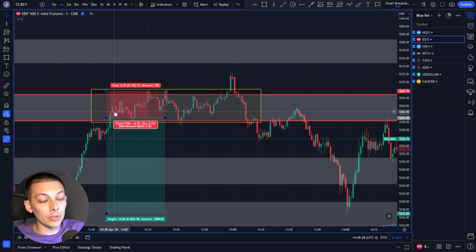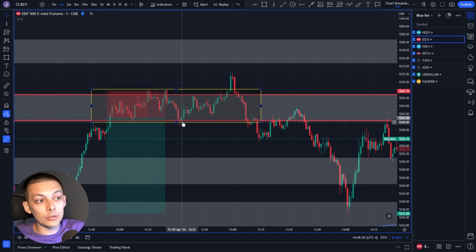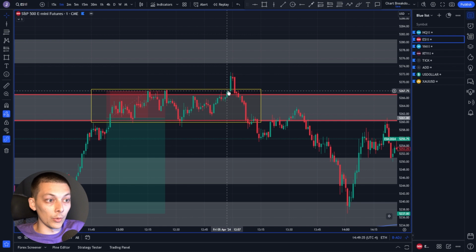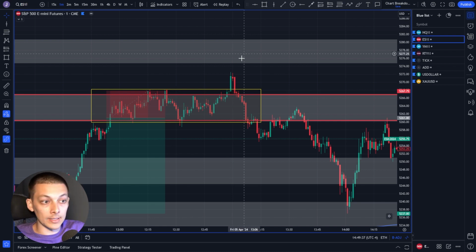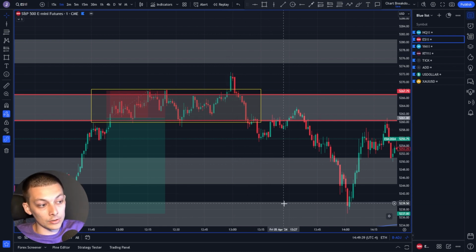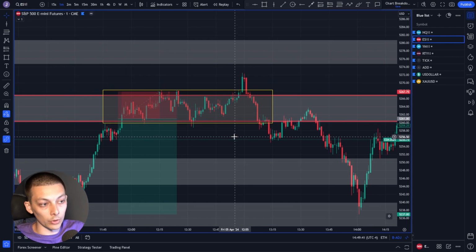Just sideways action, established the high and the low of the range. And now I was looking for which way it is going to break out of this range. Are we going to break out above the range and move into the next level? Or are we going to break out below and start moving down into the deeper levels of support?